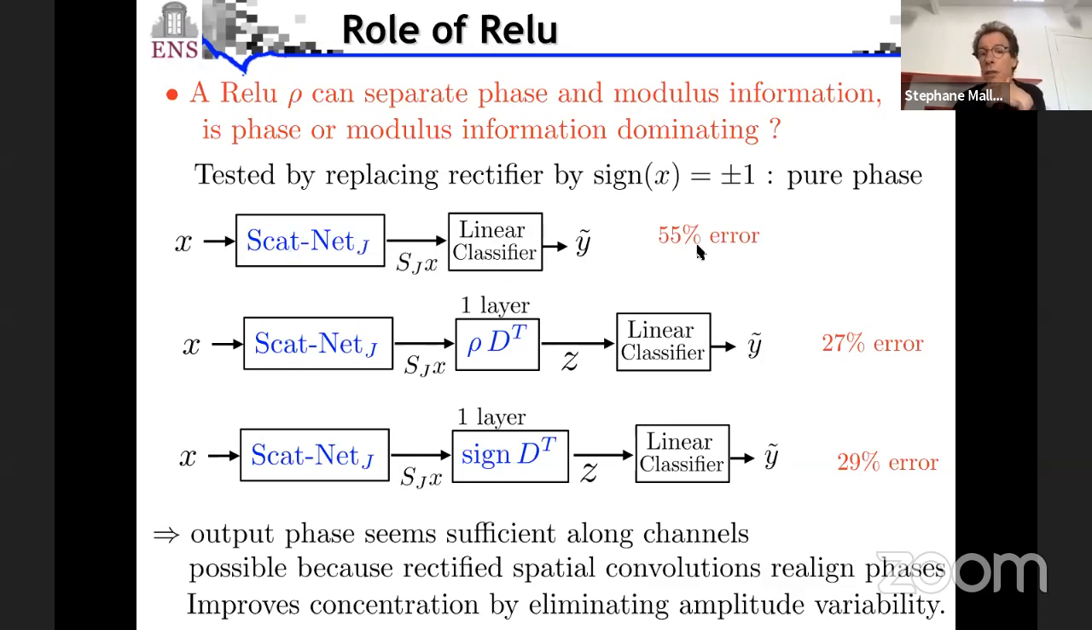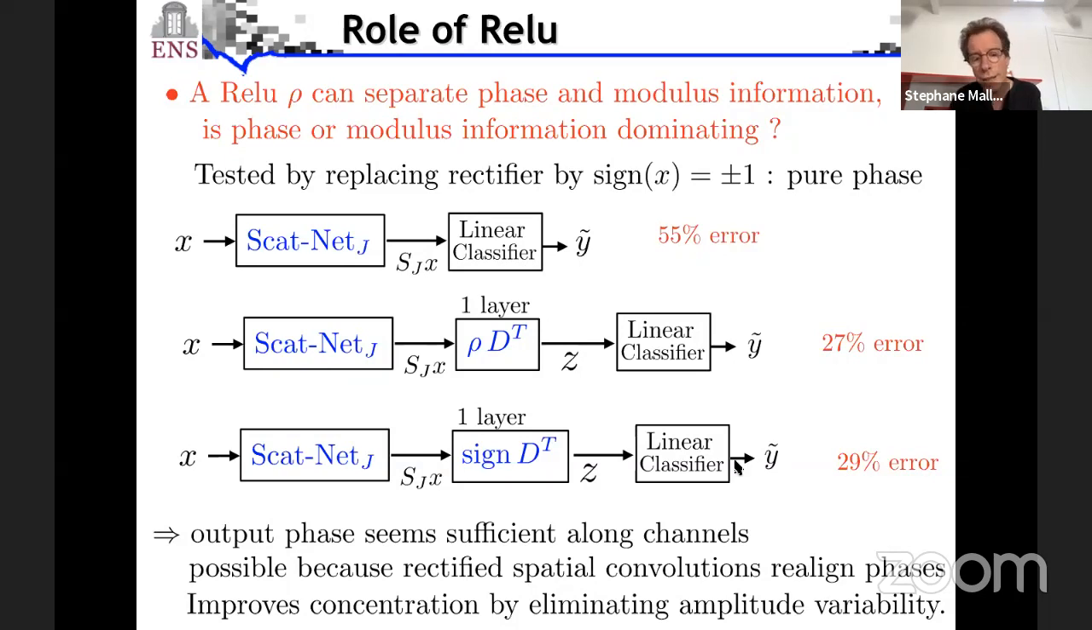If you just do a scattering, the error is about 55%. If you learn your matrix with no explaining away and a ReLU, you get here an error of about 27%. If you use the same matrix, but you replace the ReLU by just the sign, you get about 2% worse. But still the improvement was of the order of 25%. So in this case, it looks like the phase is extremely important. And if you eliminate all the amplitude information, which is about building a very strong invariant, you get a big improvement relative to a direct linear classifier.